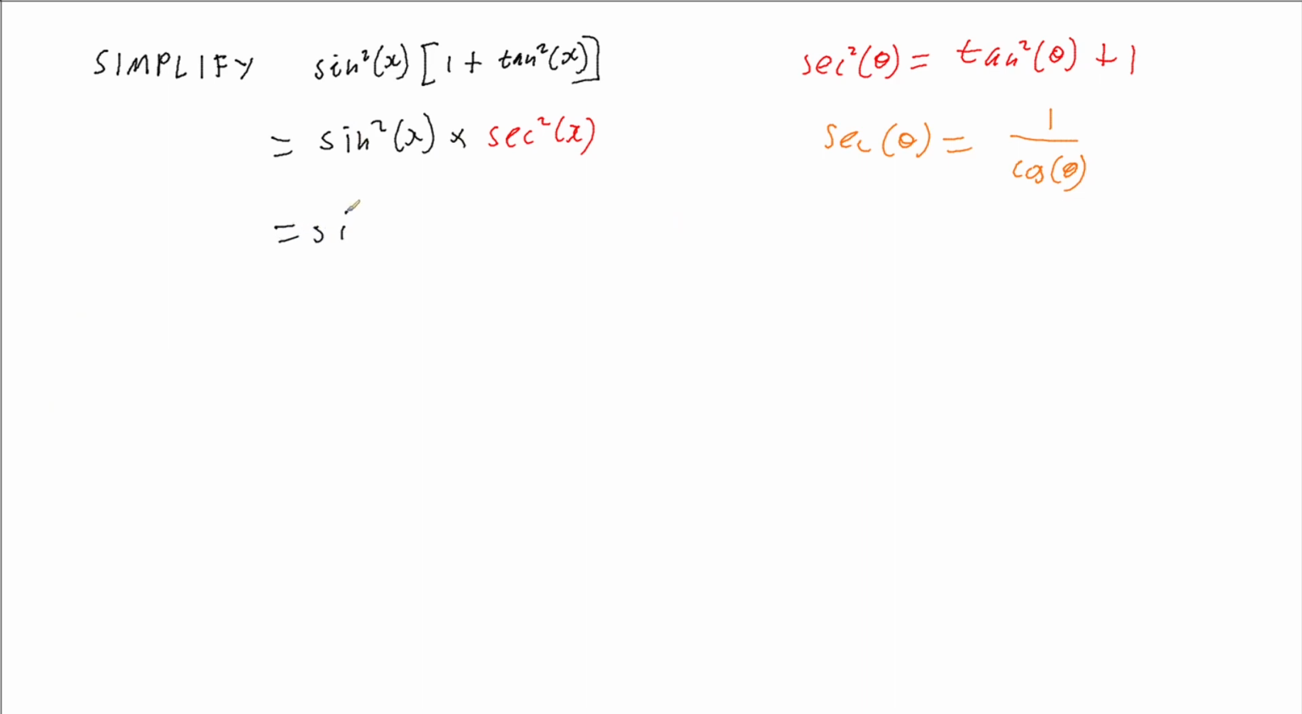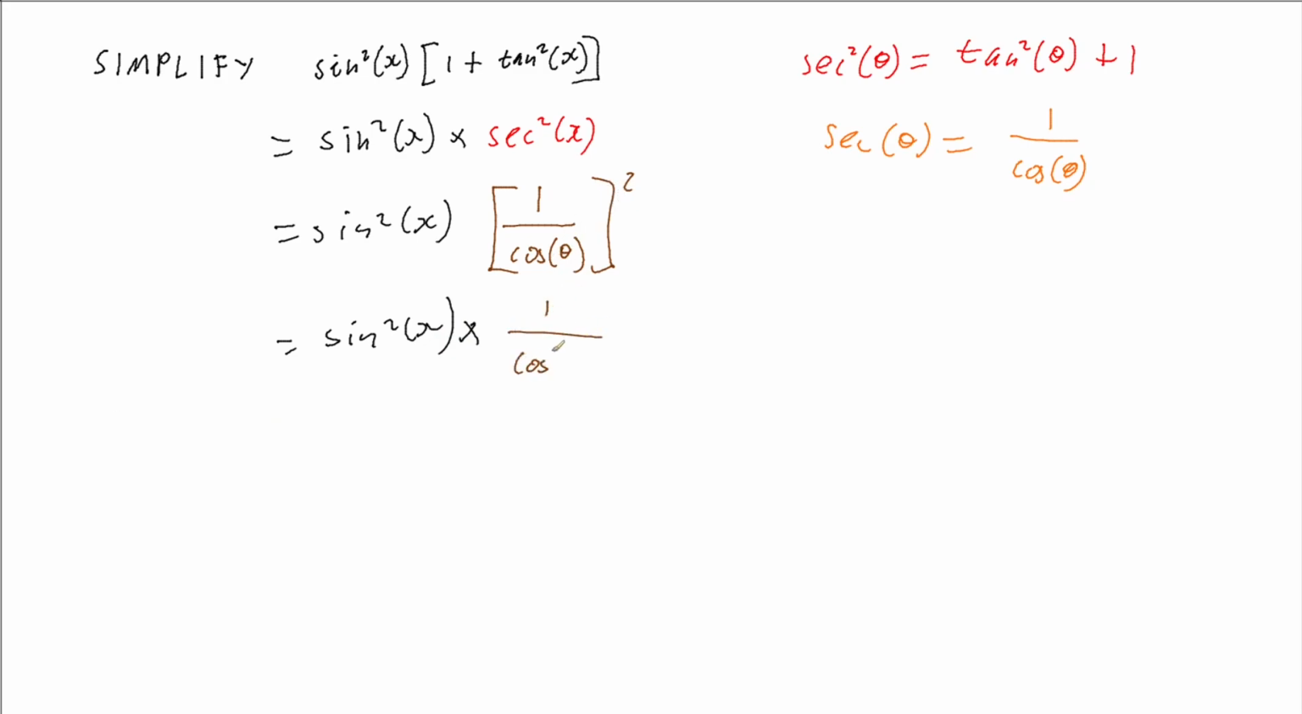So I'm going to get my sine squared is going to stay put, and I'm going to replace my secant squared with 1 over cos of the angle, and it's squared because we had secant squared, so I've got 1 over cos squared. Let's bring that squared in. So I've got sine squared of x multiplied by, well, 1 squared is 1, so I just go 1 over, and cos squared is cos squared of x. So looking at this, that means that I've got sine squared of x over cos squared of x.